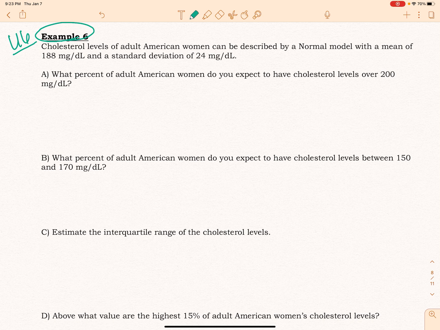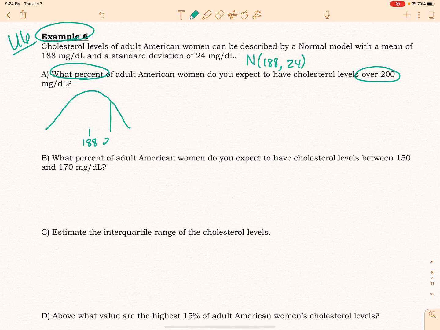All right, so the first thing I'm going to do, notice that I want the percent, so I'm looking for a proportion, I'm looking for a probability. So I want to first draw a picture. Key for communication here, because my distribution is normal with a mean of 188 and a standard deviation of 24. So I'm going to put 188 here as my mean, and I want to know the percentage that I would expect to have levels over 200. Well, 200 is above 188, and I'm going to shade to the right because I'm interested in finding the percent above that value.